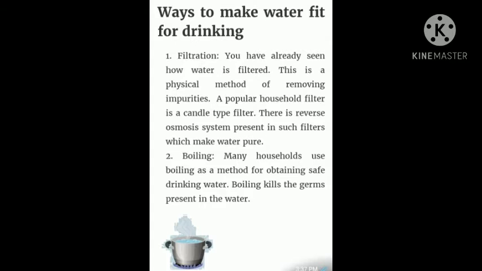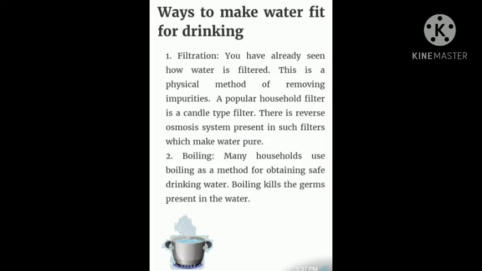Ways to make water fit for drinking. First one, filtration. You have already seen how water is filtered. This is a physical method of removing impurities. A popular household filter is a candle type filter. There is a reverse osmosis system present in such filters which makes water pure.